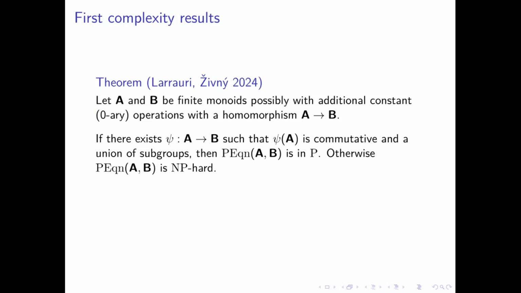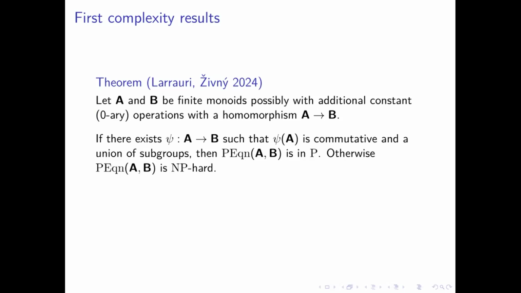Okay, so the first result I'm going to mention involving promise systems of equations. As I mentioned, this started with this paper by Lorenzo and Gibney in 2024. They looked at the complexity of promise equations AB, where A and B are monoids. They have a dichotomy for monoids possibly expanded with additional constant zero-ary operations.